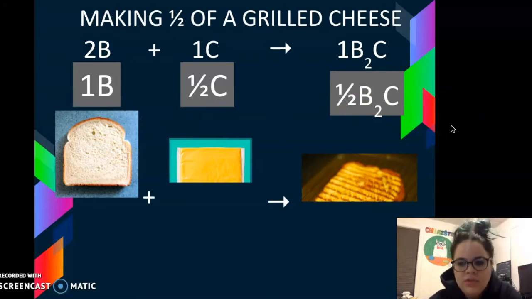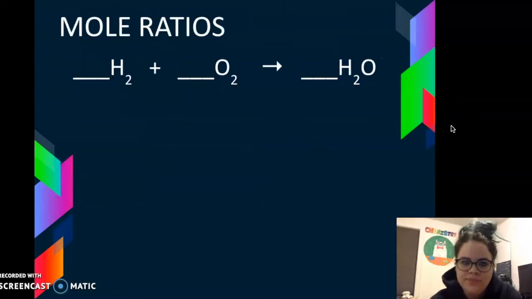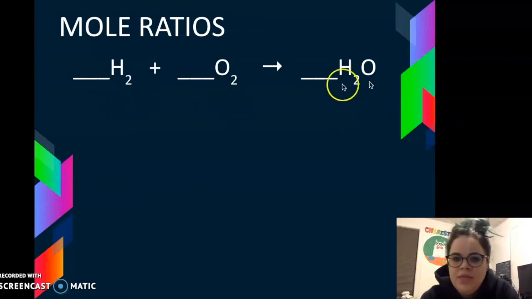Okay, so now let's throw in a chemical equation. I have a synthesis reaction for water. Who can tell me how I know this is a synthesis reaction? Good, it is a synthesis reaction because we have 2 things coming together to make 1. Now, what will the ratios be when this is a balanced equation?